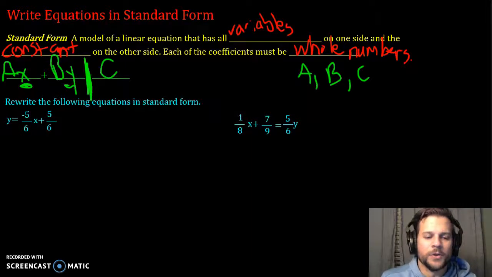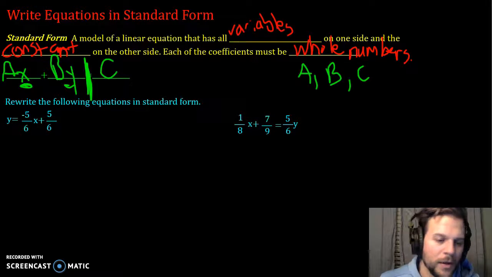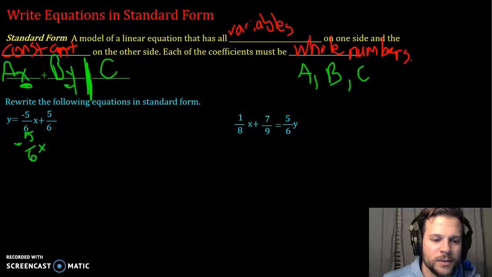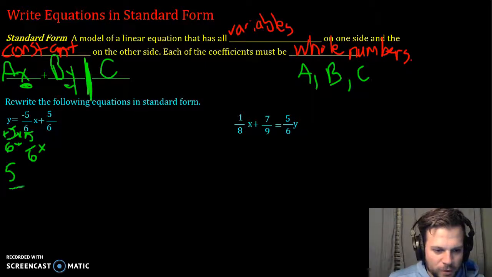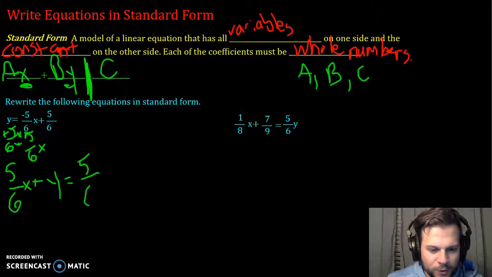So let's look at our first one, y equals mx plus b. It's given to us in slope-intercept form, and what we have to do is rewrite it into standard form. Right now, we have our y on the left side. We have our constant on the right side, which means all we have to do is move our x term over to the left side, which means the opposite of a negative 5 over 6 is to add 5 over 6x to both sides. I'm going to run out of room here, but I am doing this to both sides. So we have 5 over 6x plus y equals 5 over 6.